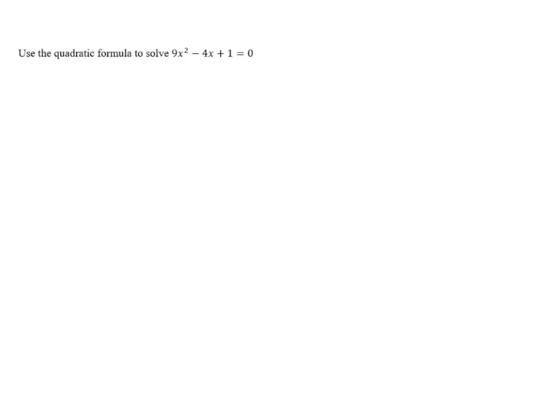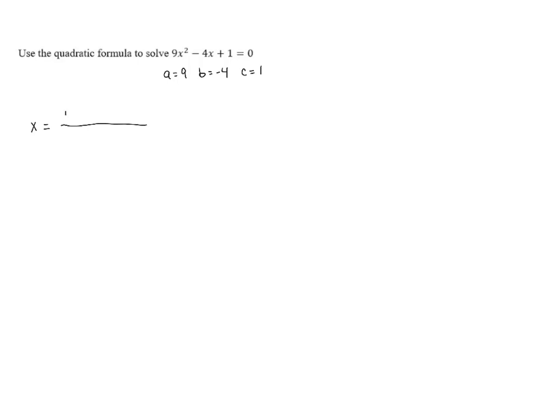Use the quadratic formula to solve 9x squared minus 4x plus 1 equals 0. In this case, a equals 9, b equals -4, and c equals 1. So we can plug all of these into the quadratic formula and see what we've got.